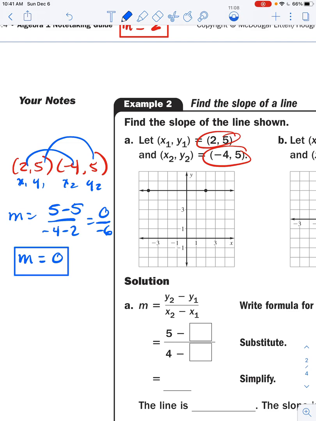That will happen, my friends. And keep this in mind. Write it into your notes. Every time you have a horizontal line.